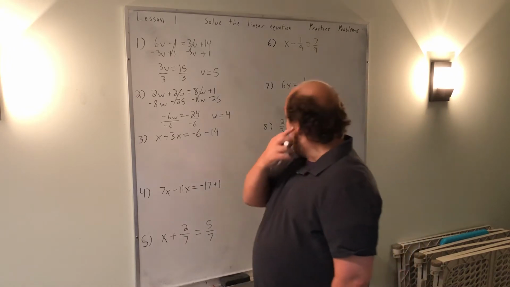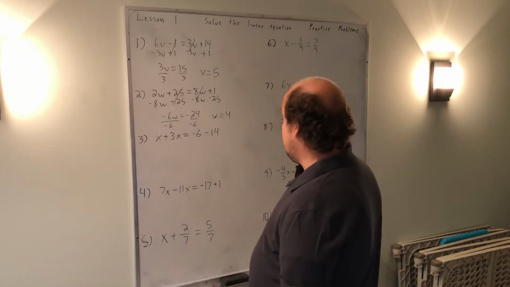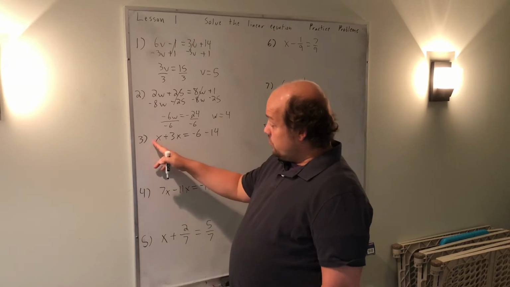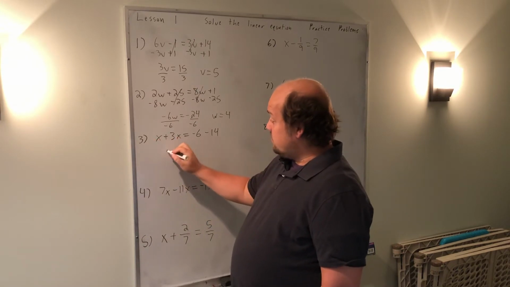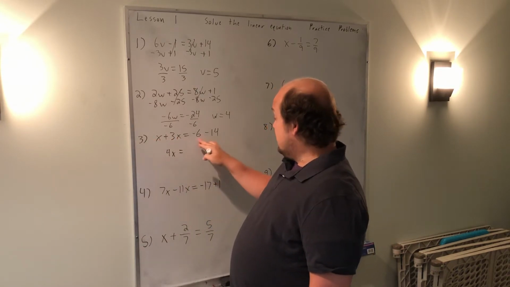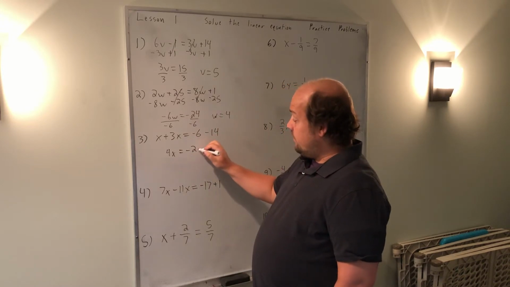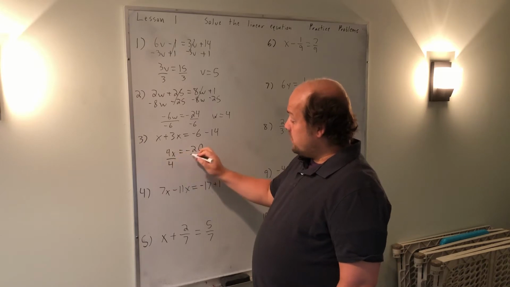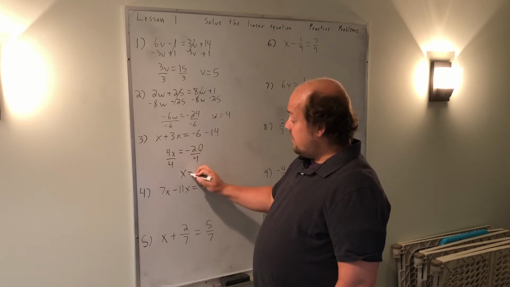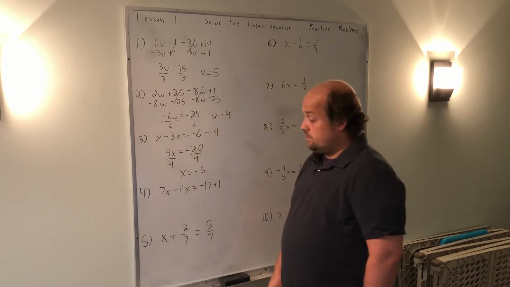In problem 3, we already have the like terms on the same side of the equation. So here, this understood 1x plus 3 more x's gives me a total of 4x. This negative 6 and then negative 14 more gives me a total of negative 20. If I divide by what's in front of the x, 4, that's how I get x equals negative 5.